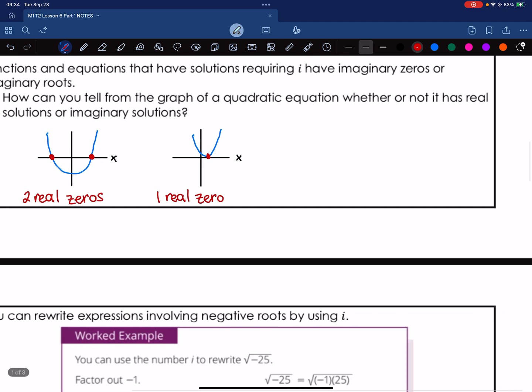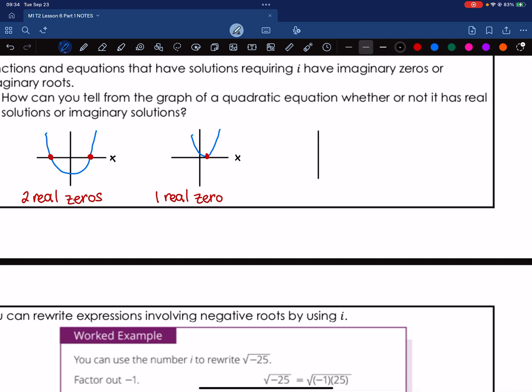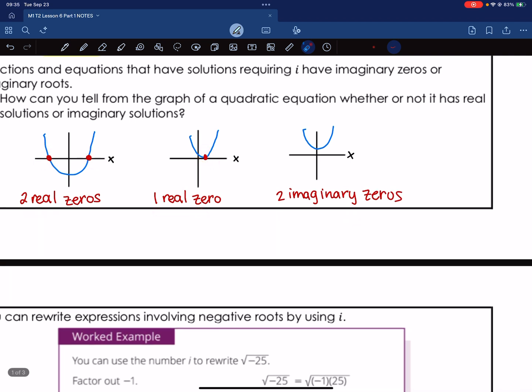Okay, now what would it look like if it didn't have any real zeros? Well, if it didn't have any real zeros, it could look something like this. And what that means, and what we have to understand, is that there are two imaginary zeros. Okay, so those are your three options for a quadratic function. You can have two real zeros where it's crossing twice. You could have one real zero where it only crosses once, or you can have two imaginary zeros where it doesn't cross the x-axis at all.